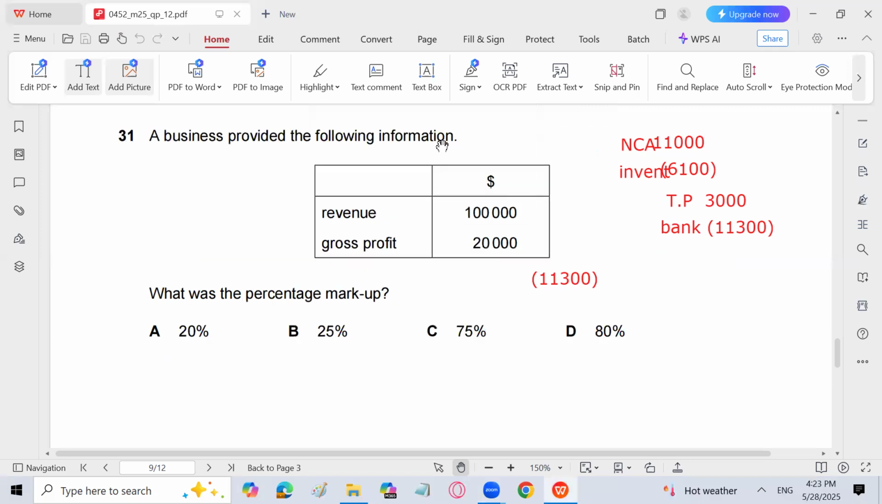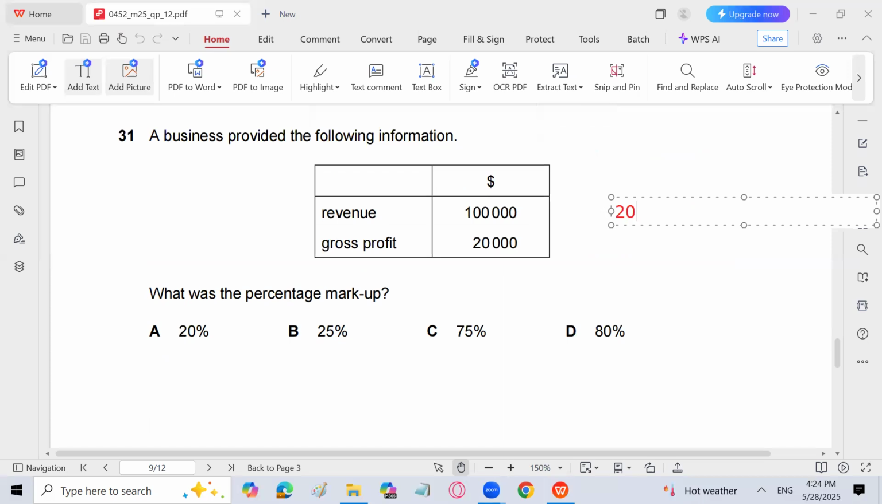A business provided the following information, but this should not be incorrect. What is the percentage markup? Now what have students done? They did gross profit divided by sales into 100. Wrong. Because he's asking for percentage markup. And the formula for percentage markup is gross profit over cost of sales multiplied by 100. Markup. Right? That is 25%. So B is the answer. Answer is B.